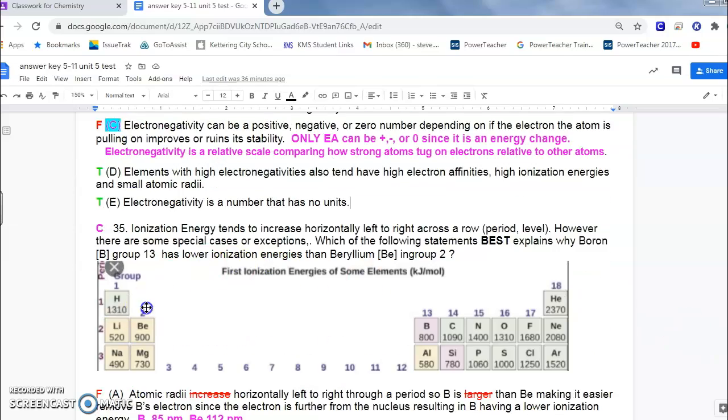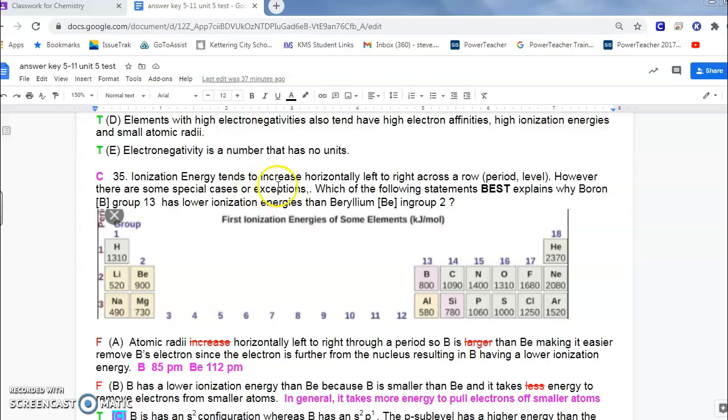Question 35. Ionization energy tends to increase left to right. Yes, it does, but there are exceptions. What best explains why boron has an ionization of 800 and beryllium has a higher ionization of 900? Because in general, left to right, they go up. 520 goes up to 900.